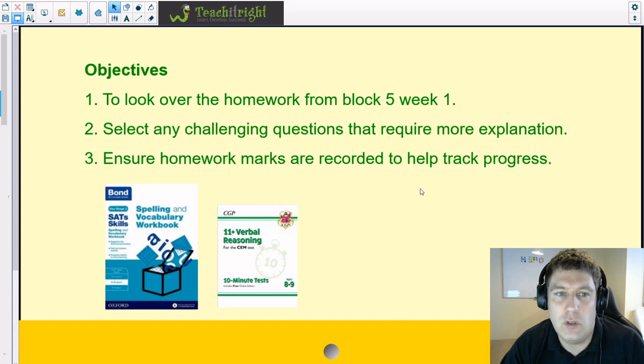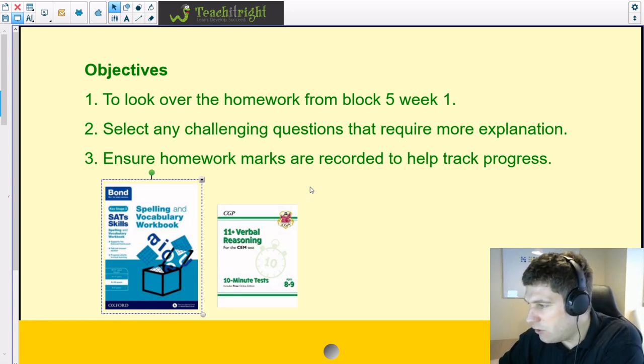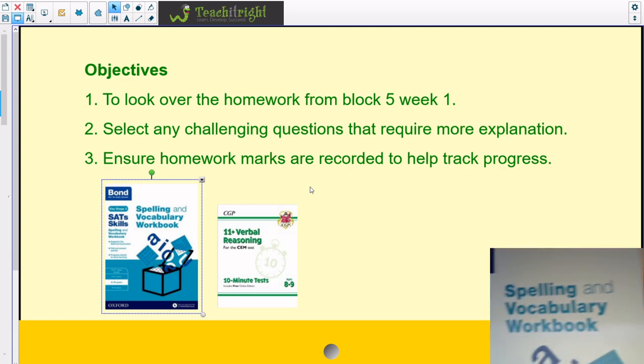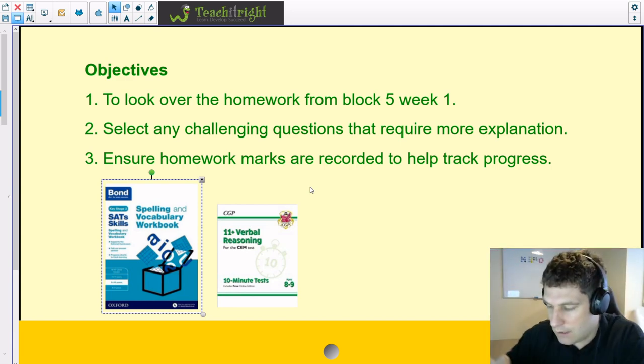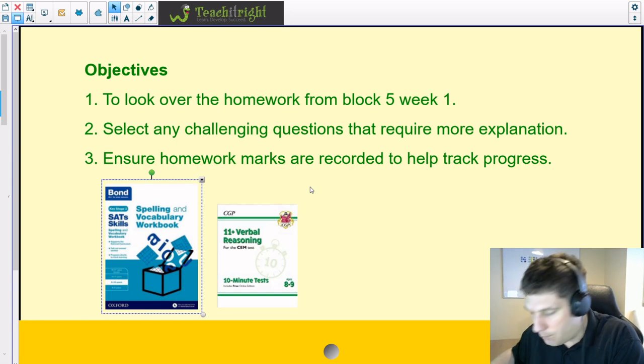First part of your homework review, we're actually going to be looking at your spelling and your vocabulary workbook. So can I ask you to have that out and ready? Just hold it up to the screen just so you can see which book it is. It's this book here, okay, the Bond book. So if I could ask you please to go to Unit 1, and this is on page 3.